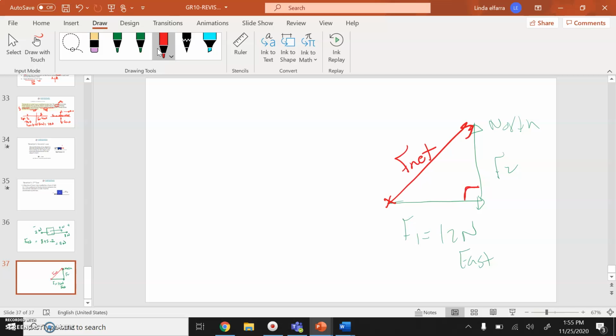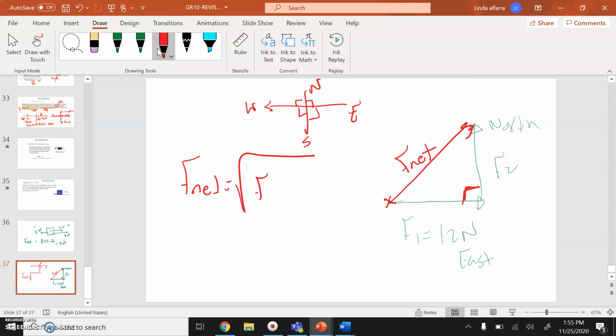Here I have perpendicular forces. How did I know it's perpendicular? Because north and east are perpendicular. North and west are perpendicular. West and south are perpendicular. South and east are perpendicular. So what are we going to use? Pythagoras theorem. F net will equal the square root of F1 squared plus F2 squared.